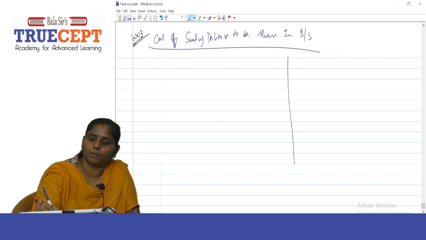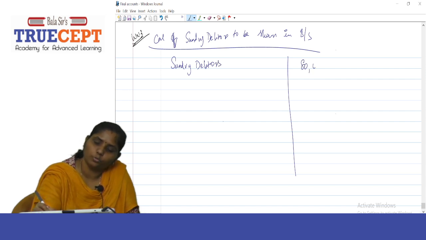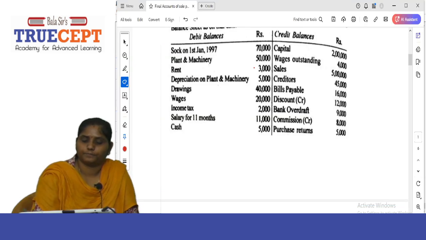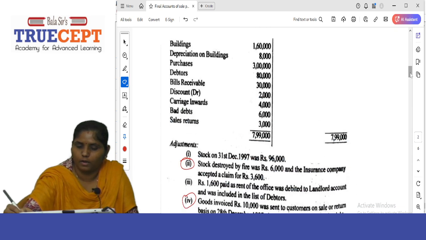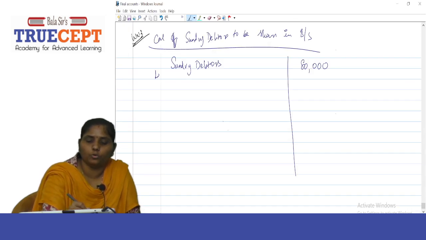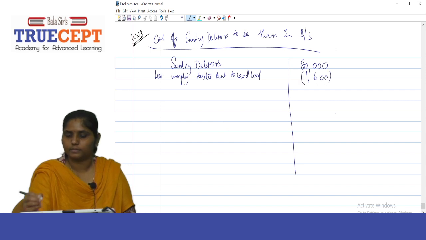Now again particulars and amount column. So first under particulars I'm writing sundry debtors. Please check in the trial balance. What is the sundry debtors' value given? 80,000. Right? 80,000, right? You can check if you want. See if you notice, 80,000 is the debtors. To that, first what do I do? I subtract the wrongly debited rent to landlord. Remember the landlord is a part of debtor. Therefore, I remove 1,600, subtract it.